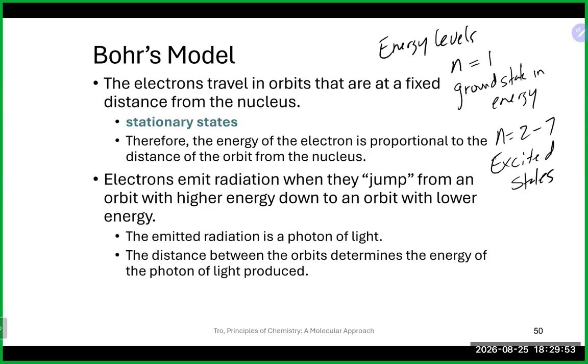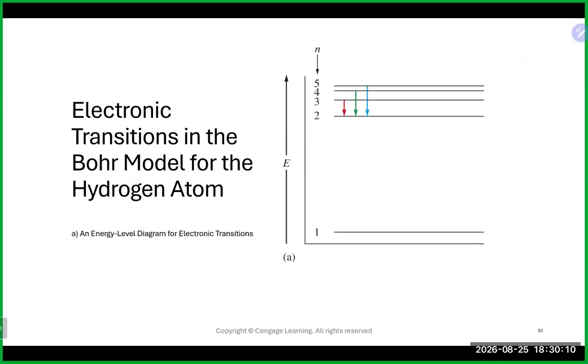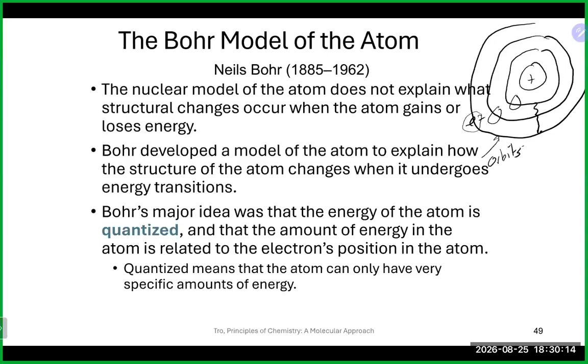So n equals 1 is the ground state, which is usually the most stable in terms of energy, and is also the one that is normally closest to the nucleus. As you go to n equals 2, n equals 3, and so forth, you're getting higher in energy. You're also moving further away from the nucleus. And in the case of Bohr's idea, this would be n equals 1, n equals 2, and so forth.